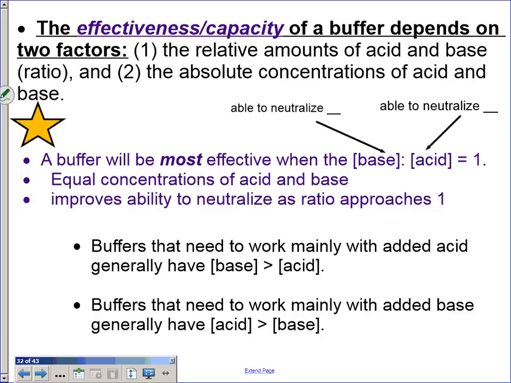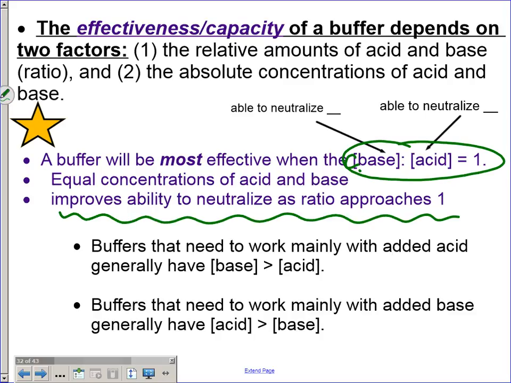Okay. The best buffer that has the ability to neutralize acid added and base added would have an equal ratio, or a ratio of 1, of that conjugate base to acid or conjugate acid to base. And so the phrase, it improves the ability to neutralize as the ratio approaches 1, might be a phrase that you use if you ever have to explain the capacity of buffers being added strong acid or adding a strong base. So buffers that are supposed to neutralize acids should have more of their conjugate base.